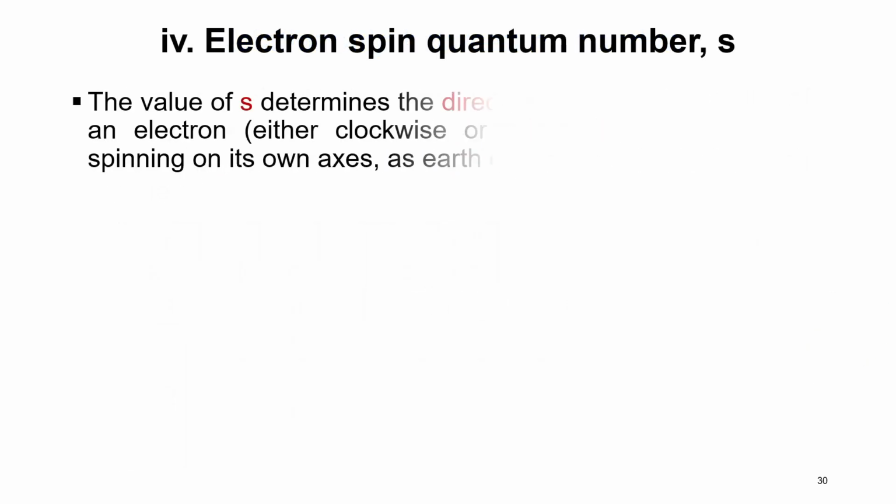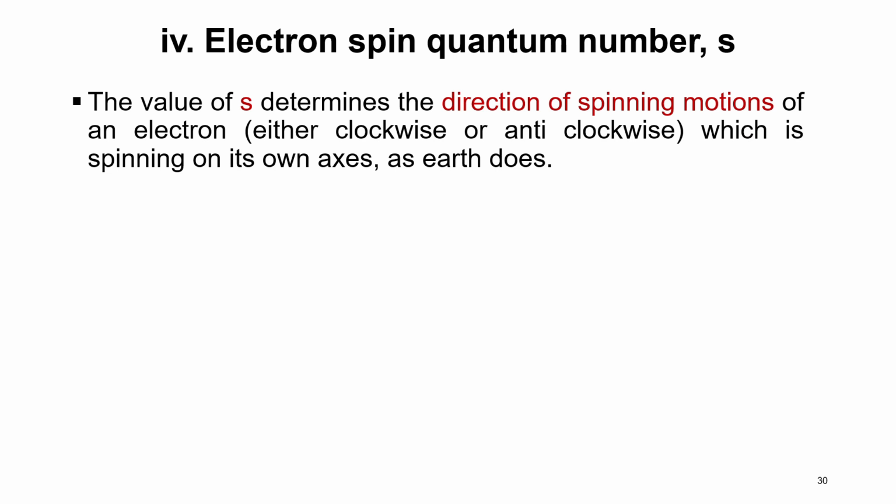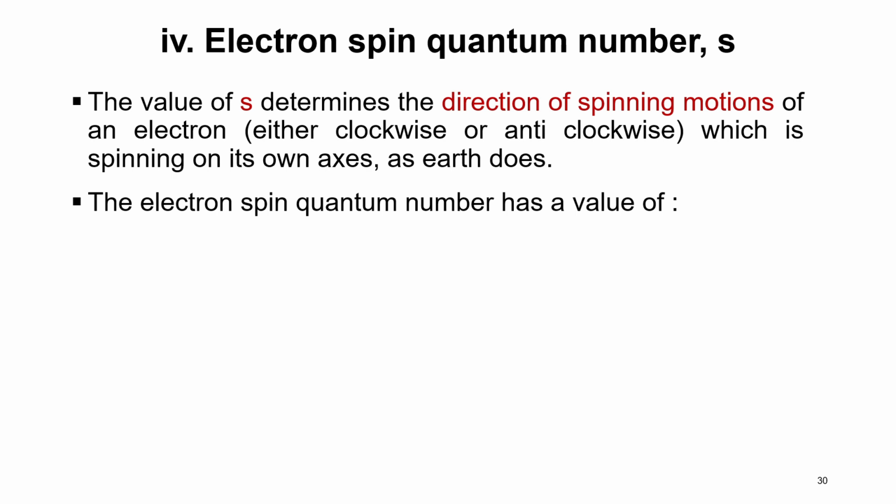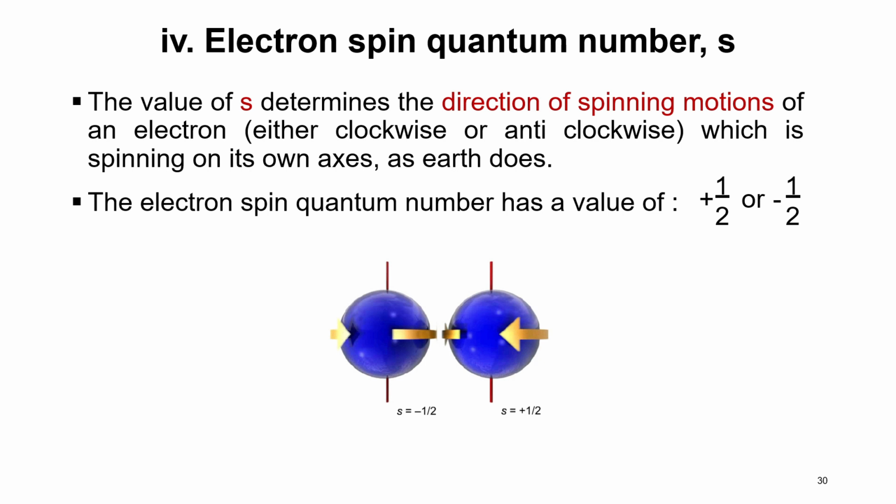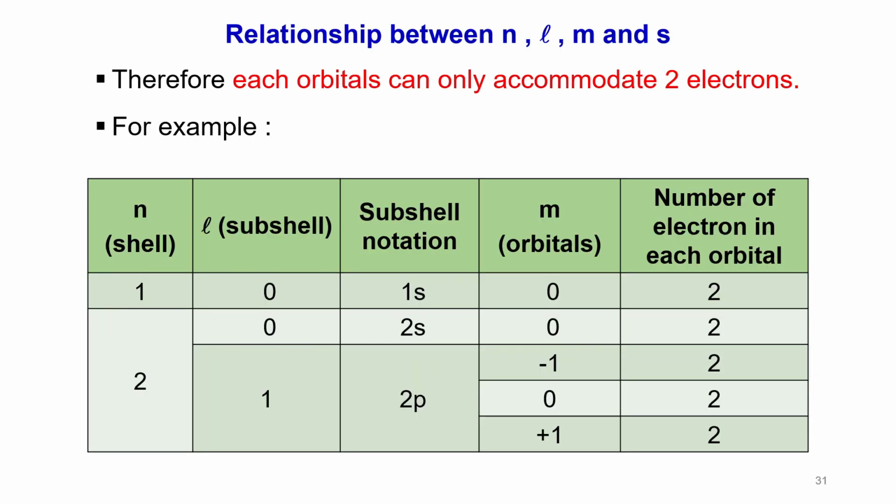The last one is the electron spin quantum number. The electron spin determines the direction of the spinning motion of an electron. It is either clockwise or anti-clockwise, spinning on its own axis as the Earth does. The electron spin quantum number has the value of positive half or negative half. So we have two values, positive half or negative half. Therefore each orbital can accommodate 2 electrons.